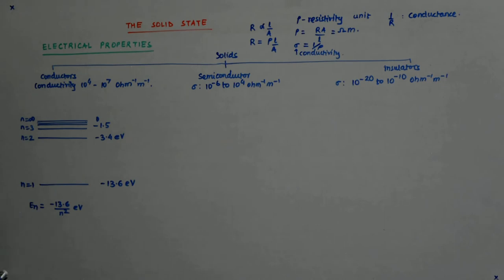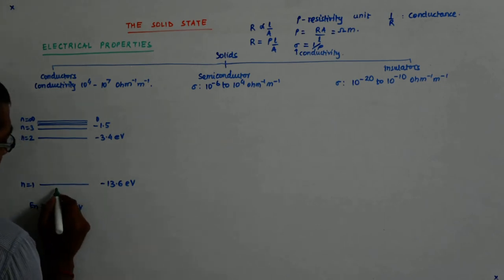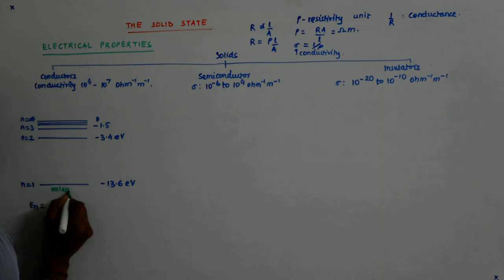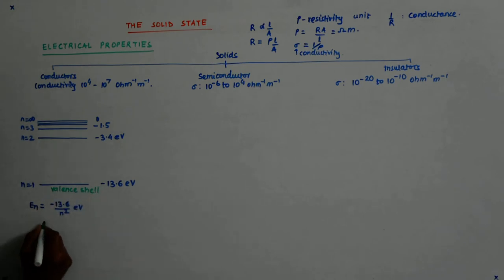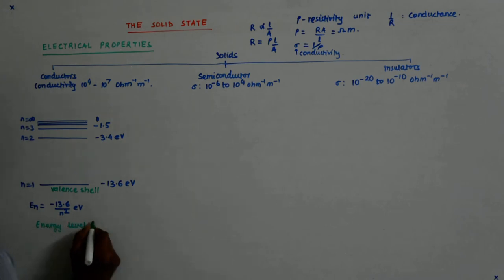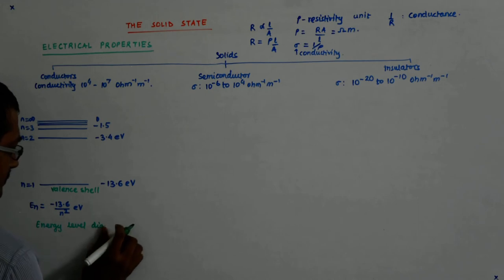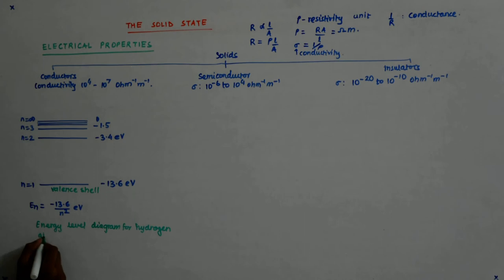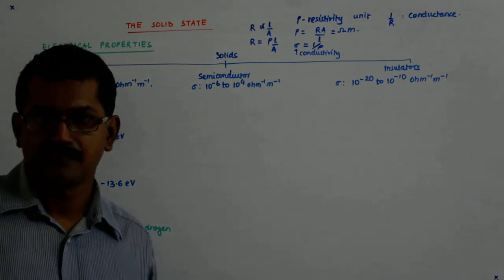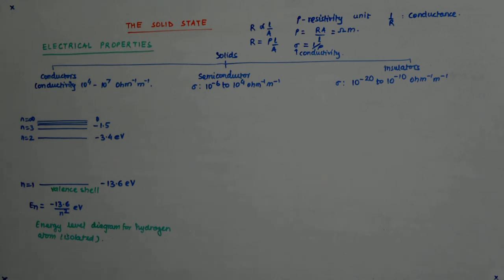Here let me designate what happened. Here this was my valence shell. In the case of hydrogen, this is the energy level diagram for a hydrogen atom, and that too extremely isolated.